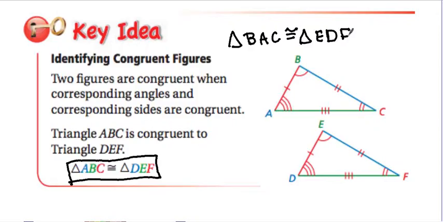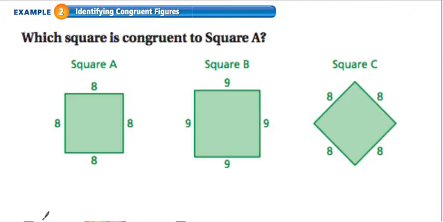So what order you write these in does matter, so keep that in mind whenever we're going through these. All right, our first example on identifying the congruent figures is which square is congruent to square A. So to be congruent, the corresponding angles have to match and the corresponding sides have to be exactly the same. As you can see, because these are squares, all of our angles are going to be 90 degrees. So we can't eliminate either one of these due to angles because they're all right angles.